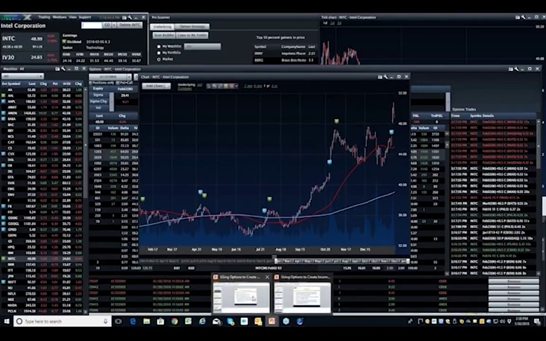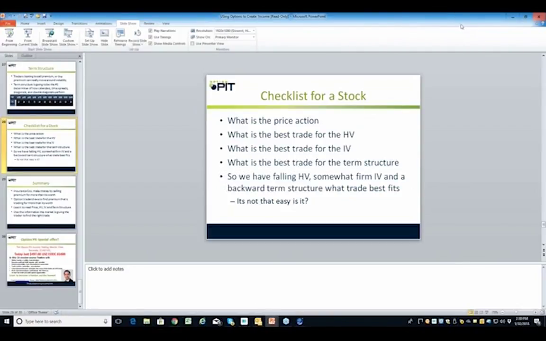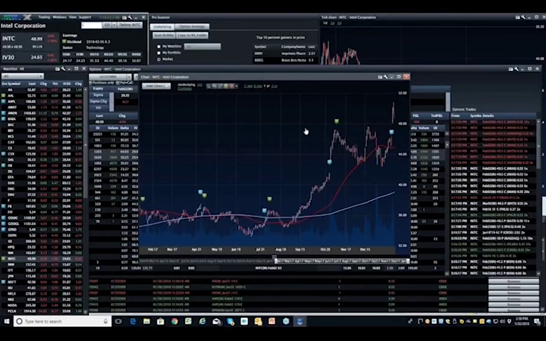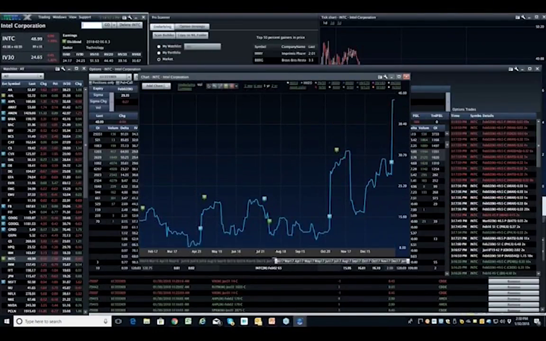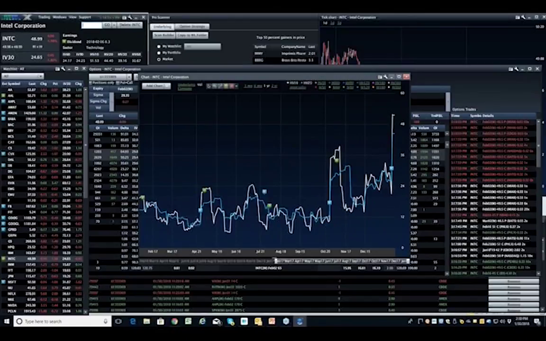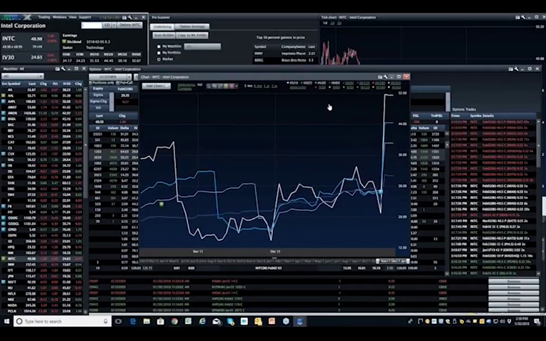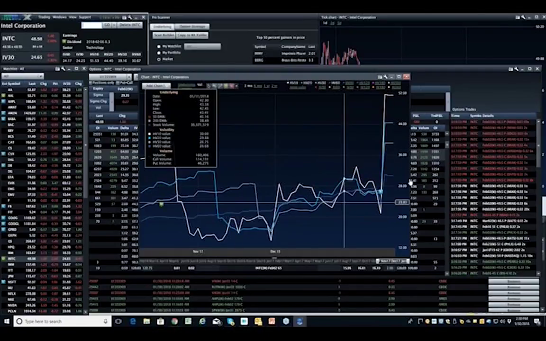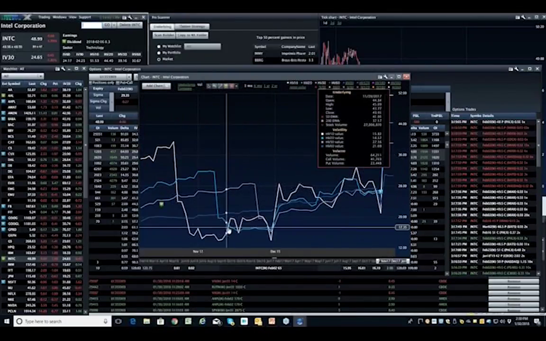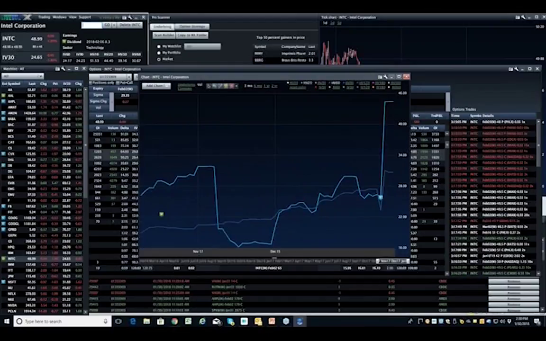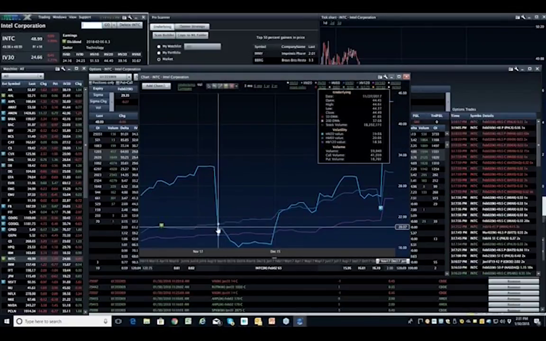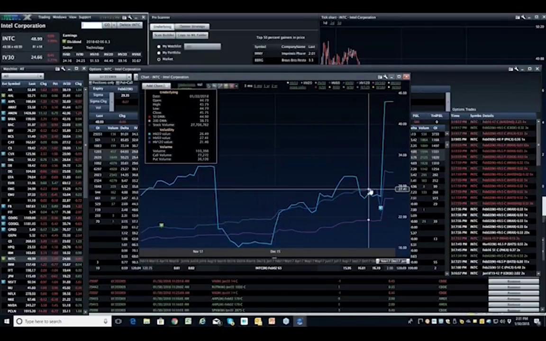All right, up next on my checklist. What is the HV? So the best trade for the price action is long. What is the best trade for the HV? Now, obviously, we had earnings, but even without earnings, what is the trend of HV here? What do you notice on this trend, even without this jump here? Flat to, I would actually say probably rising, wouldn't you?